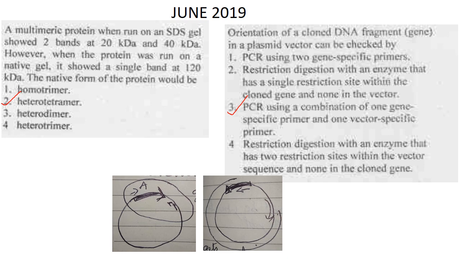So there are two 60 kDa units involved. That is 2 from 20 kDa and 2 from 40 kDa. So it is a heterotetramer. Answer is option 2.